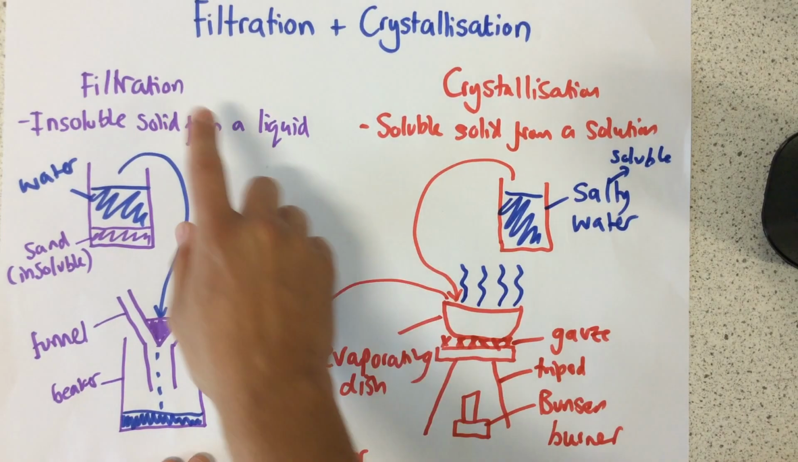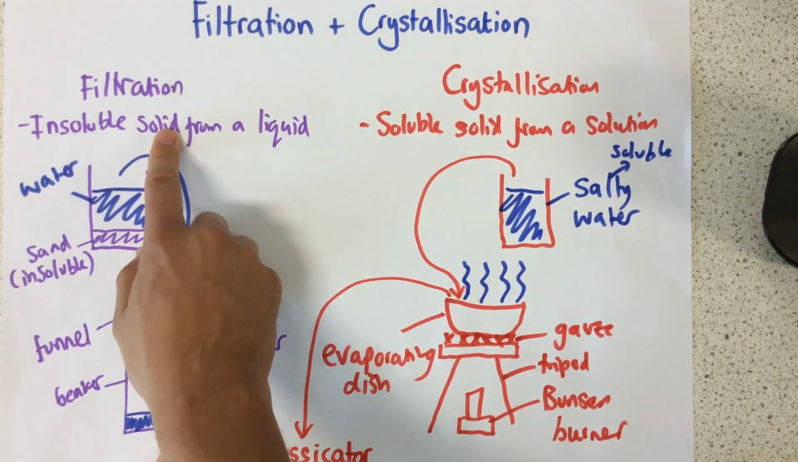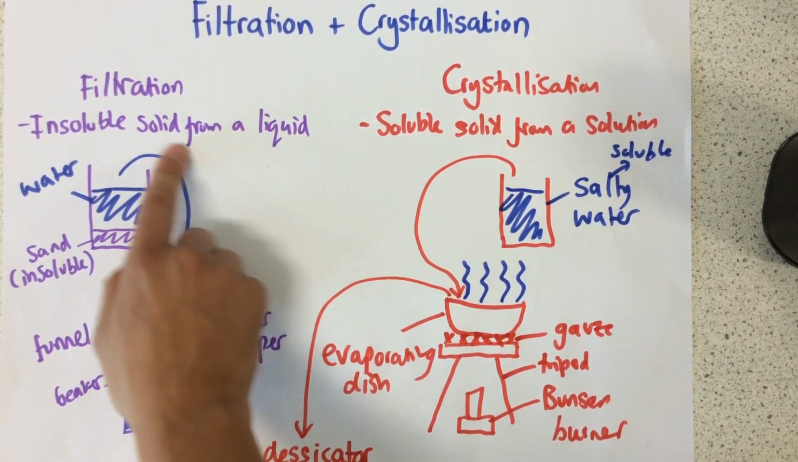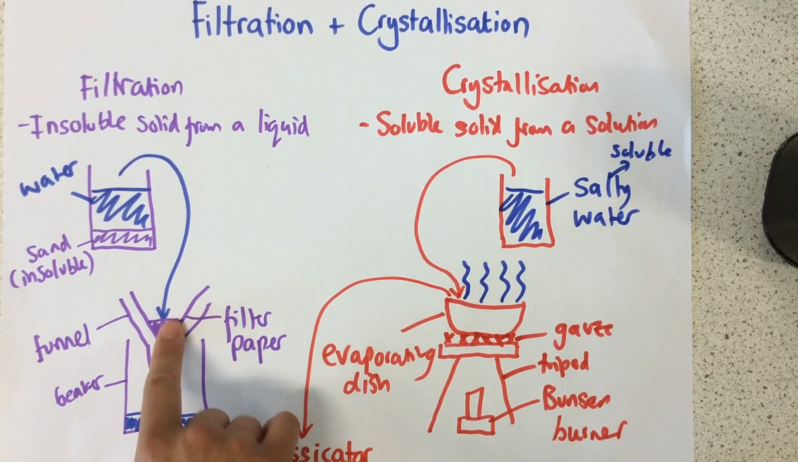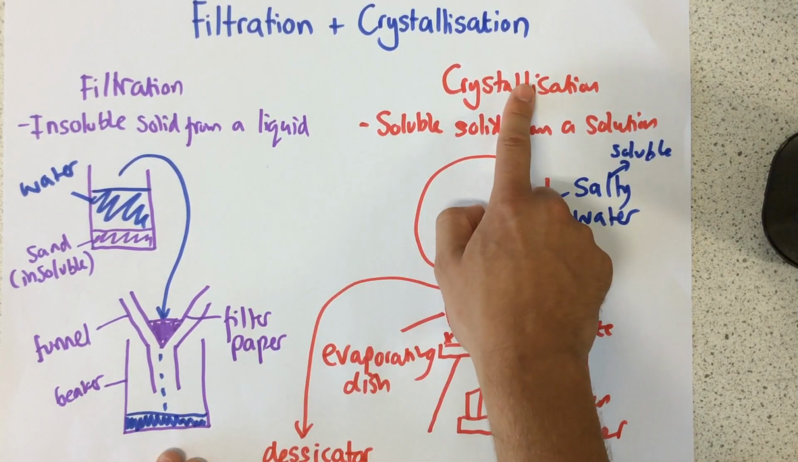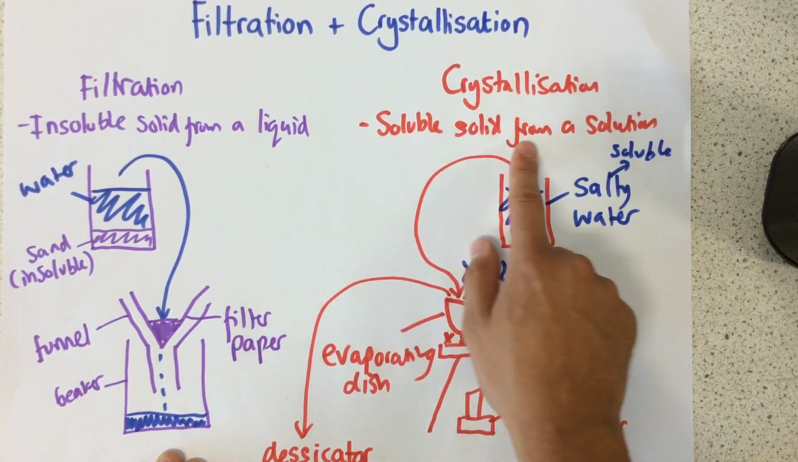So quick recap: filtration is used to separate an insoluble solid from a liquid. All you need to do is put it through a filter paper in a funnel. The insoluble solid gets left behind and the liquid goes through. Crystallization is to separate a soluble solid from a solution.